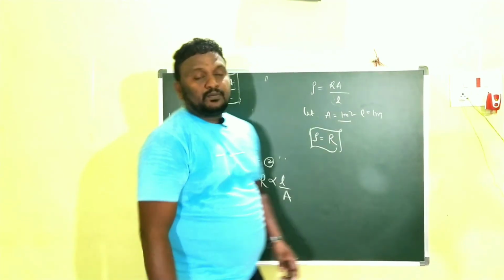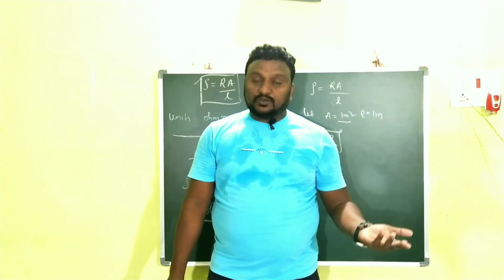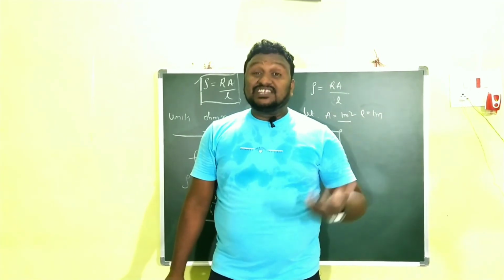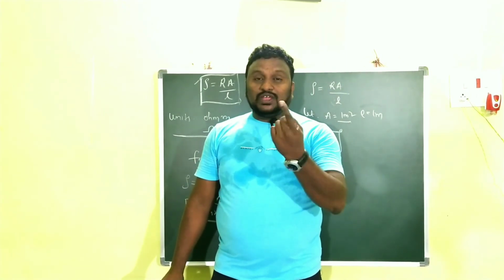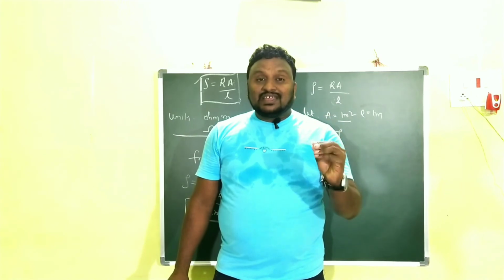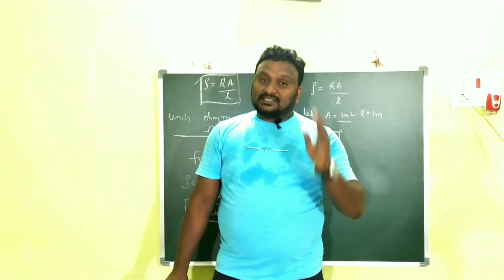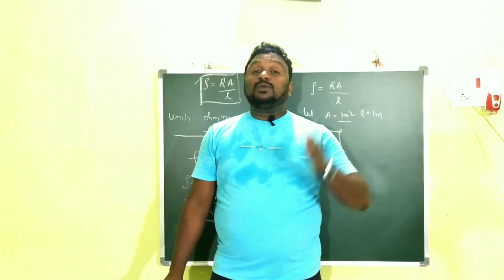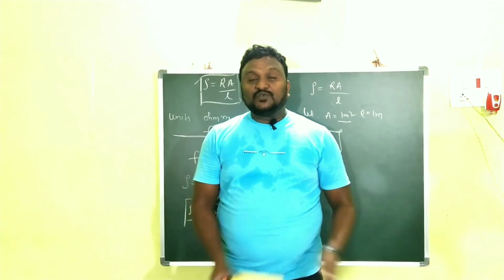Here, what is rho? Resistivity, and R is the resistance of the conductor. Resistivity of a conductor is equal to the resistance of the conductor when its area of cross section is 1 unit and its length is 1 unit. Clear? That's why resistivity is also called specific resistance. Resistivity is the resistance of a conductor of unit area of cross section and unit length. That is the definition of resistivity.